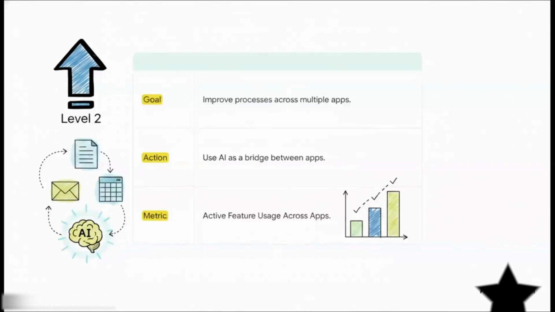Level 2 is where things start to connect. We move from those single fixes to real operational efficiency. Now the goal isn't just to fix one little thing, it's to improve the whole process that stretches across multiple systems. So instead of just summarizing a doc with the help of AI, now there is a bridge between, say, your email and your docs. It cuts down on maddening copy pasting and context switching. Success is about seeing people actively using these connected features across all the applications.